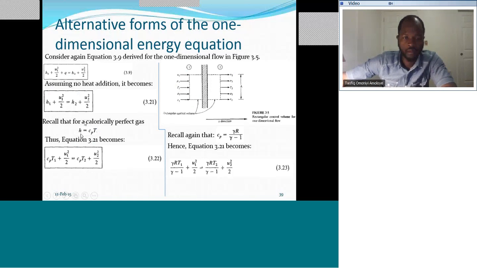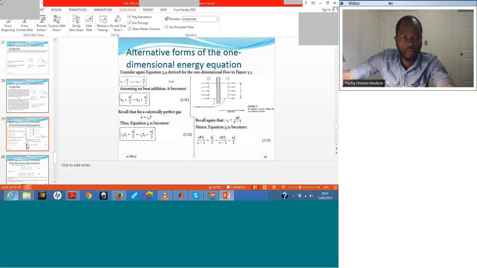So yes, equation 3.22 is an alternative form of the energy equation. But we also know that Cp equals gamma R over gamma minus 1, and I'll show you why that is true.